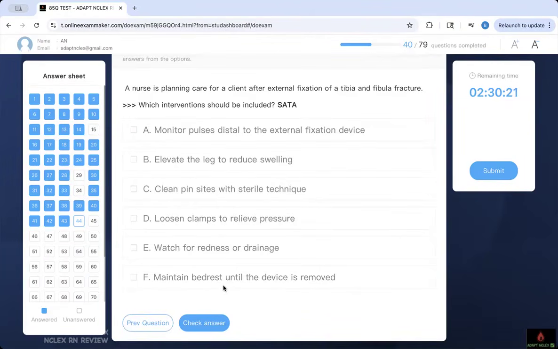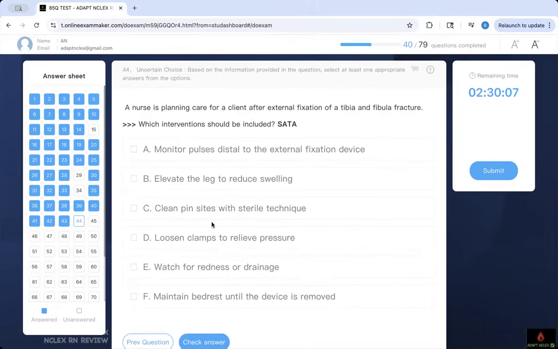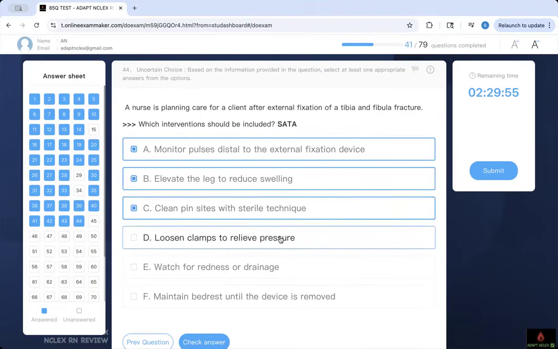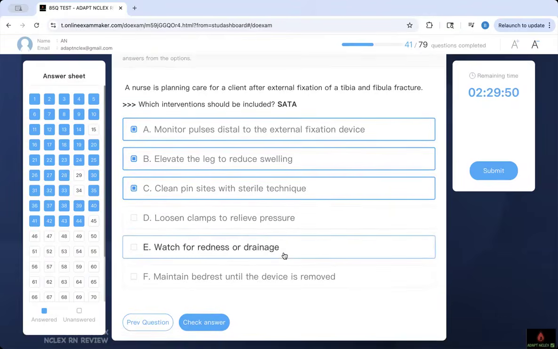XFIX is a common question you may see. Basic care and comfort, because there are specific things. They're always going to ask you what I've written there. Pain, information about infection. Therefore, what do you think? What are you going to do for this patient? Of course, we're going to check pulses. We're going to elevate so that we can have less edema. We're going to cleanse the pin site with sterile technique. Don't use hydrogen peroxide. Don't loosen the clamp. It's not good. We're going to watch for redness.